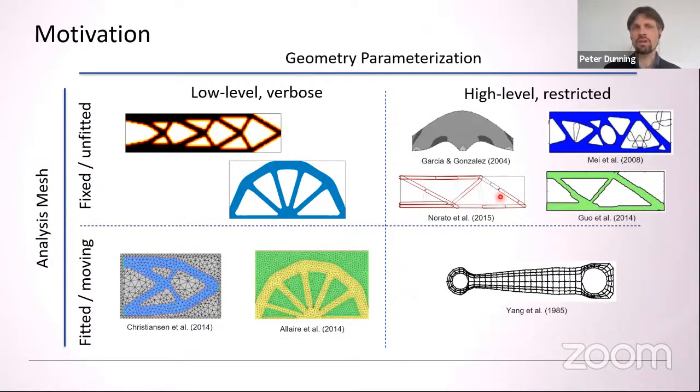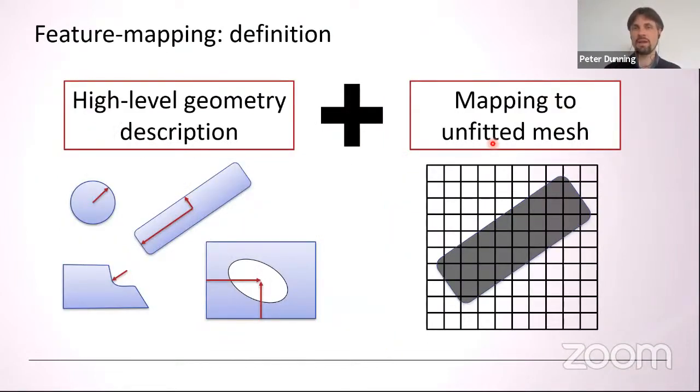All these methods were using some fixed or unfitted mesh, as opposed to some methods that have been developed where you have a fitted or moving mesh. One of the main reasons for that is they wanted to avoid issues with remeshing or having to deal with a moving mesh, which is quite complex. So we wanted to focus our review on methods up in the right-hand corner here. And this then gives us our definition for feature mapping.